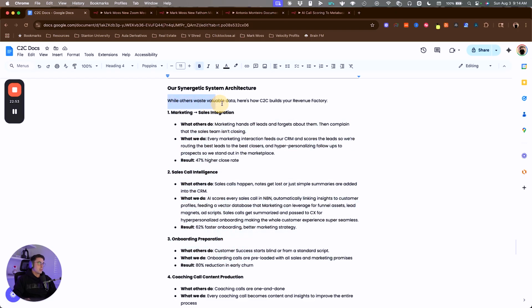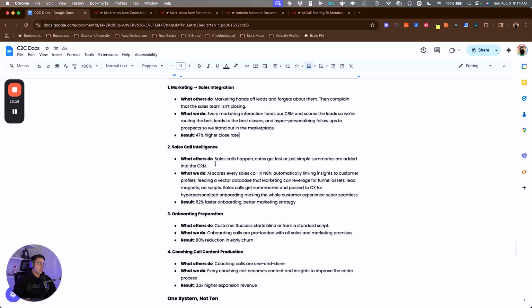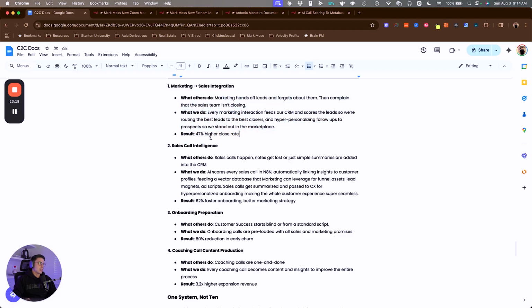So what I mean by that, while other people are wasting valuable data, here's what we're going to build with your revenue factory: marketing and sales integration. What most people do is marketing hands off the leads and forgets about them. They complain that the sales team isn't closing. What we do is every marketing interaction feeds our CRM and scores the leads. So we're routing the best leads to the best closers and hyper-personalizing follow-ups to prospects, so we stand out in the marketplace. The result is that you're going to close at a much higher rate for specific leads and specific closers, and you're also going to generate more opportunities.